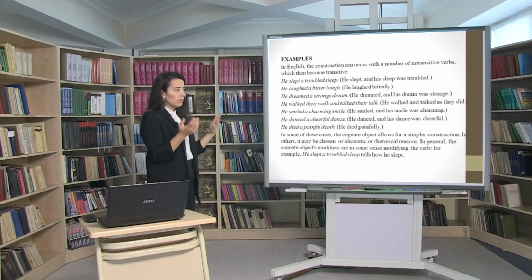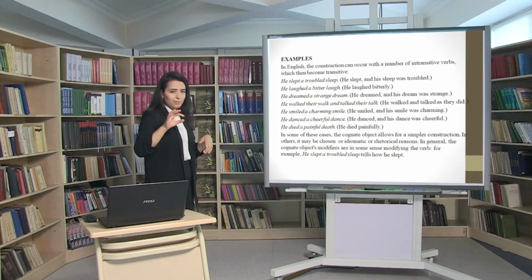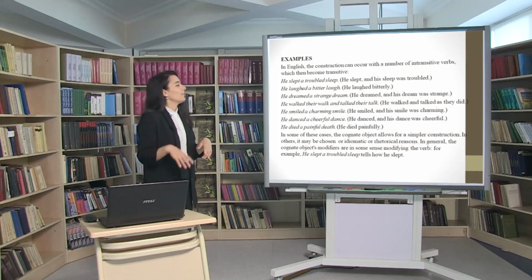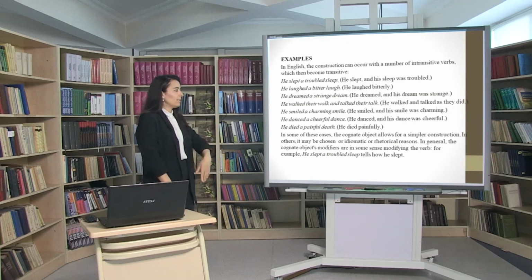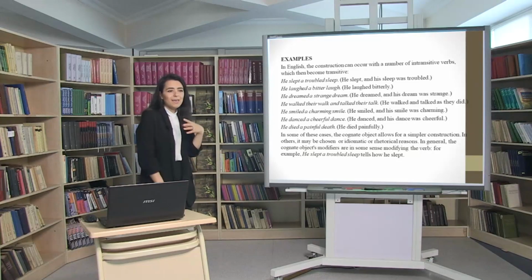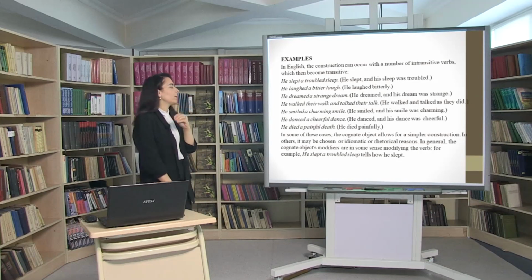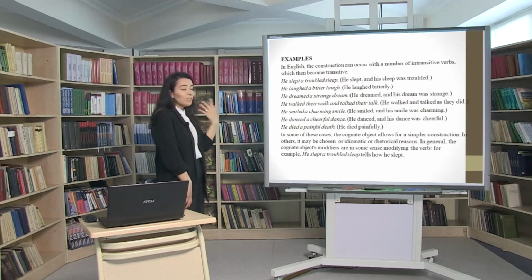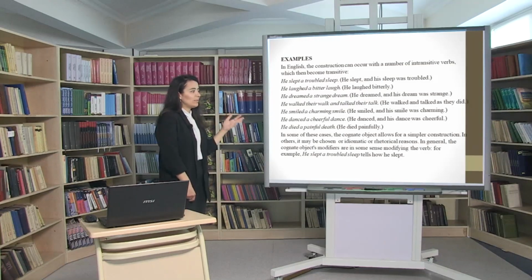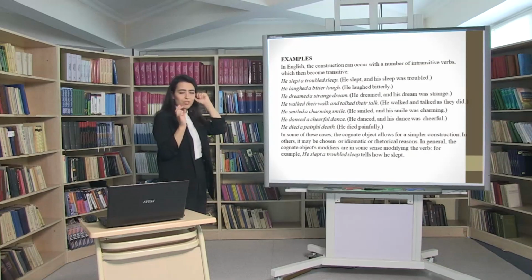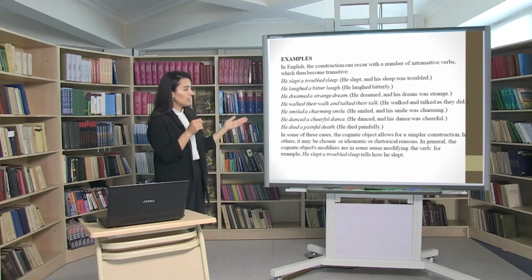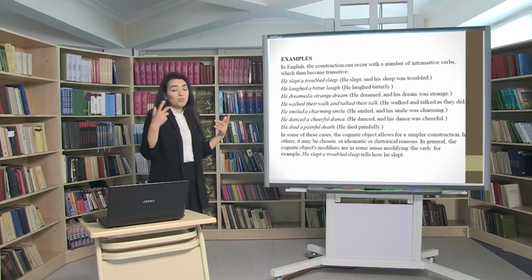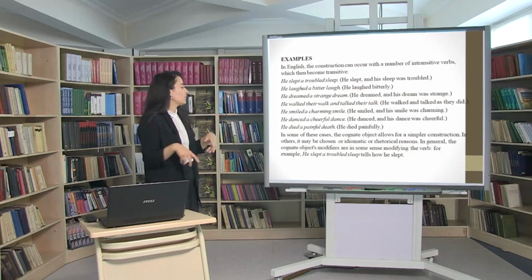He walked their walk and talked their talk. It means he walked and talked as they did, as always. He smiled a charming smile. It means he smiled and his smile was very charming. He danced a cheerful dance, and it means he danced and his dance was very cheerful. He died a painful death. It means he died painfully, in a painful situation.